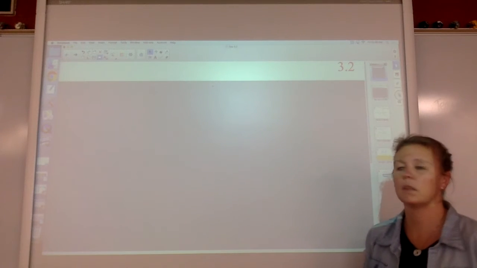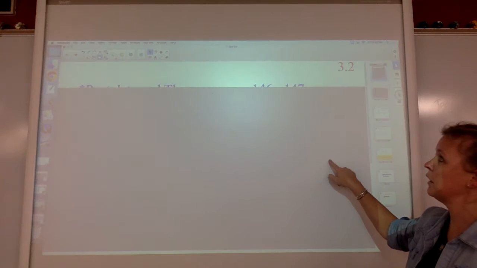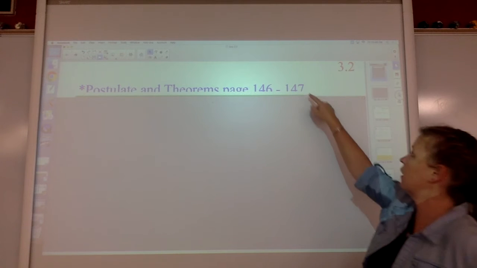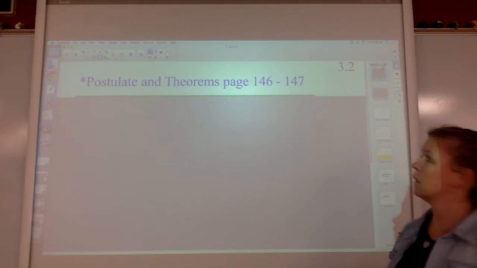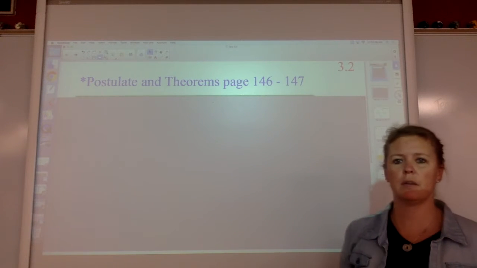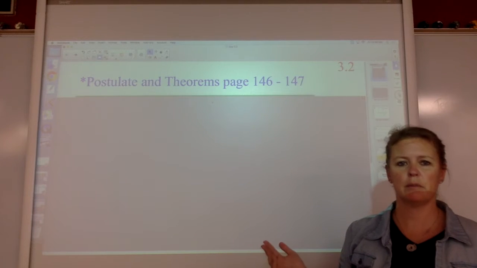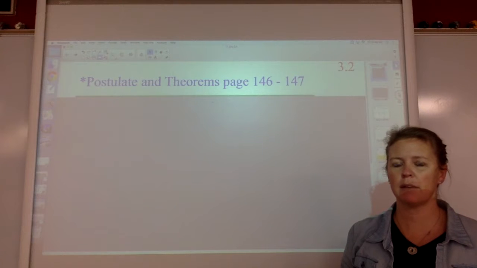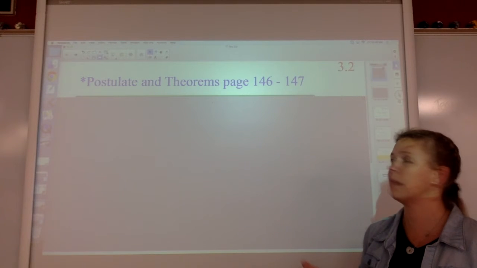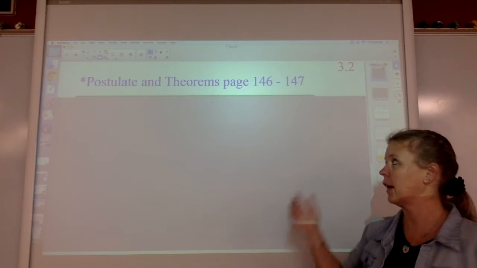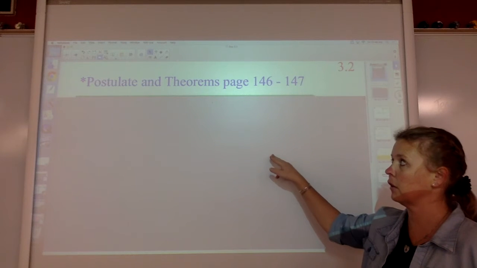Here are your notes for section 3.2 in geometry. There is a list of postulates and theorems on pages 146 and 147 in your book. You're going to memorize them, but you're going to accidentally memorize them, or just memorize them by use. You're always going to have notes and anything to look back on during your daily quizzes.